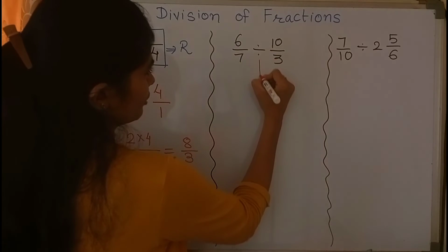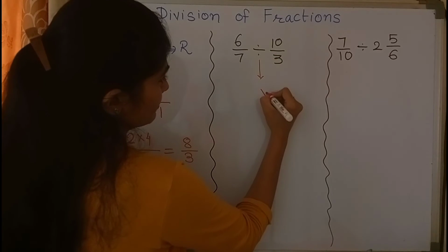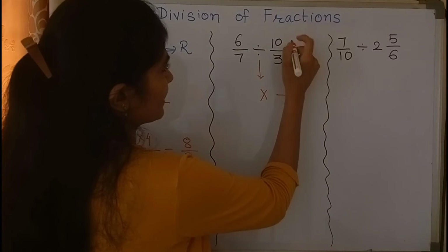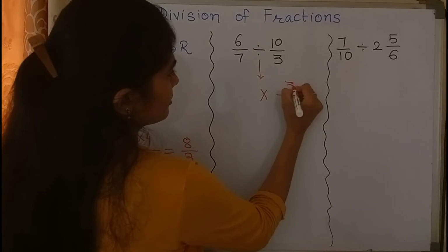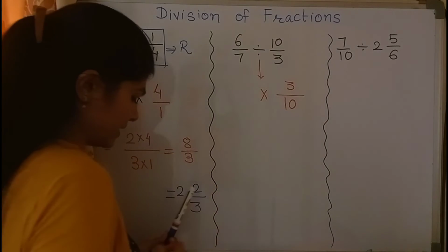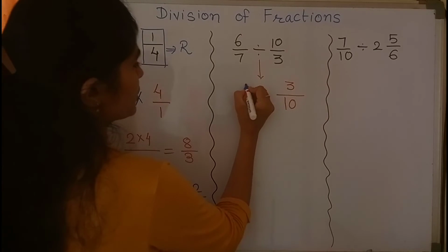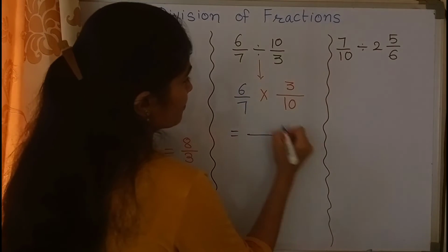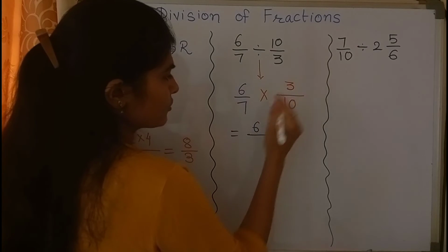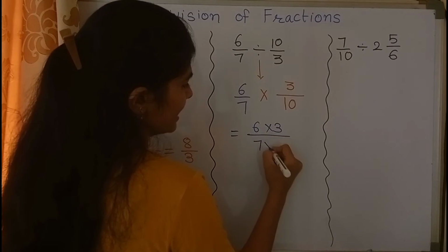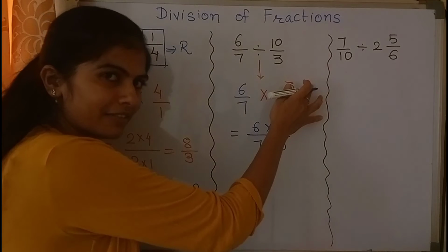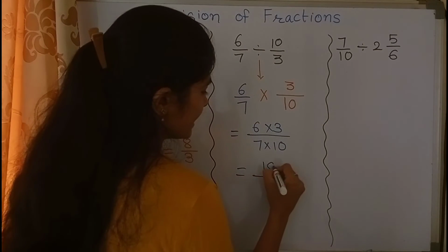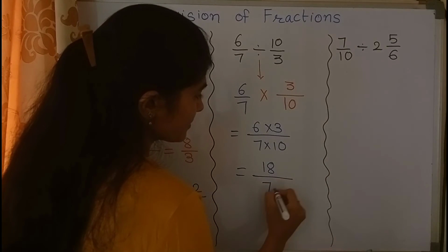What we should do first is flip this. So it is multiplication instead of division, and we should write down the reciprocal of this. So this will be switched, so 3 and 10, but we should not do any sort of change with this 6 and 7. It should be kept as it is. Now it is multiplication. So 6 times 3 and 7 times 10. Numerator is multiplied with numerator, denominator should multiply with denominator. 6 3s are 18 and 7 10s are 70.